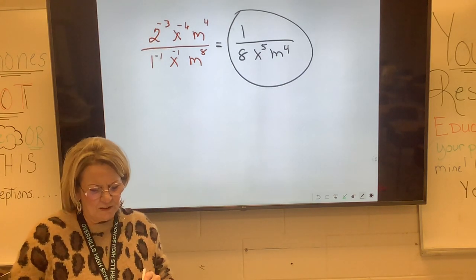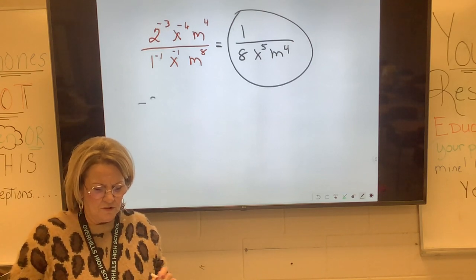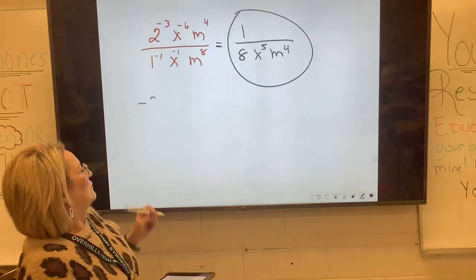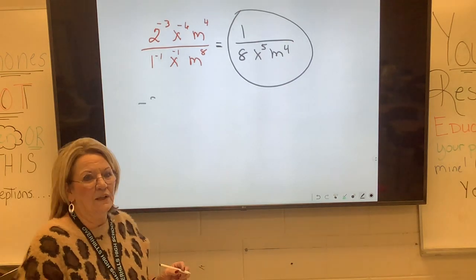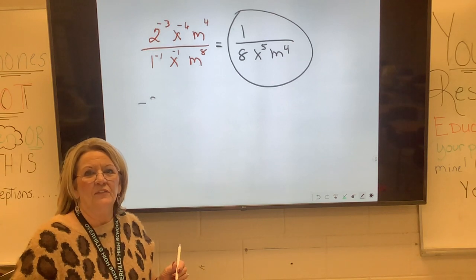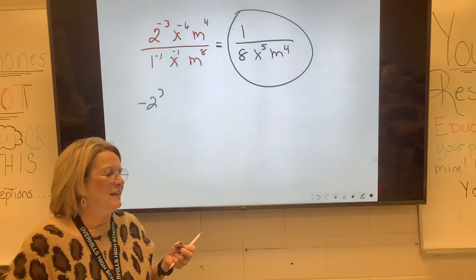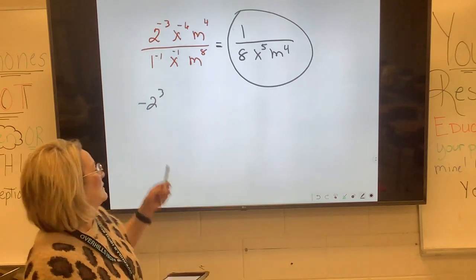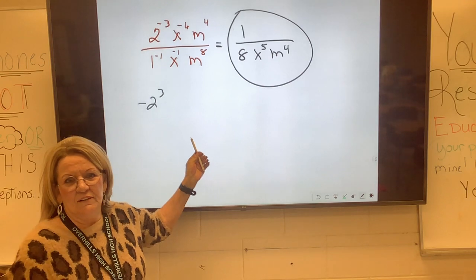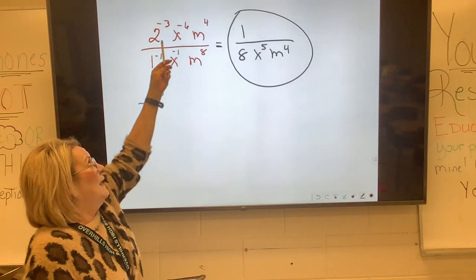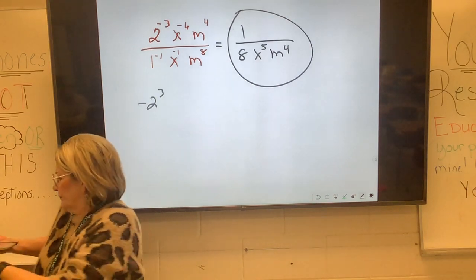Don't make the mistake: if this was a negative 2 thirds, you wouldn't move it. If the coefficient is negative, that's allowed. It's the exponent that's not allowed. If that was there, that doesn't mean you move this to the other side. It's when the exponent is negative that you have to move it. Okay?